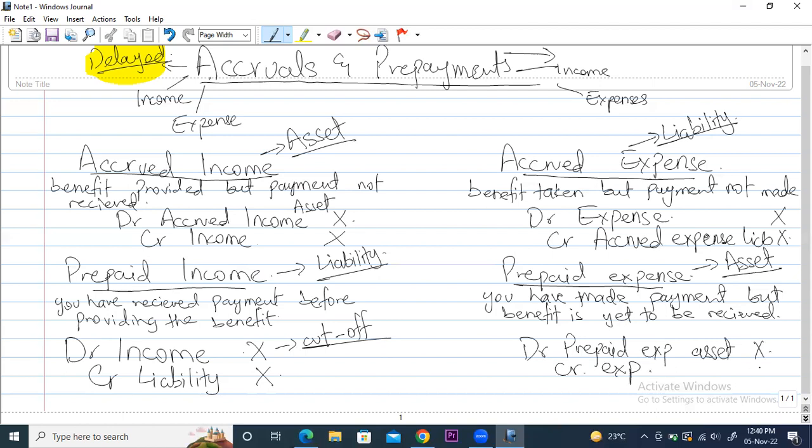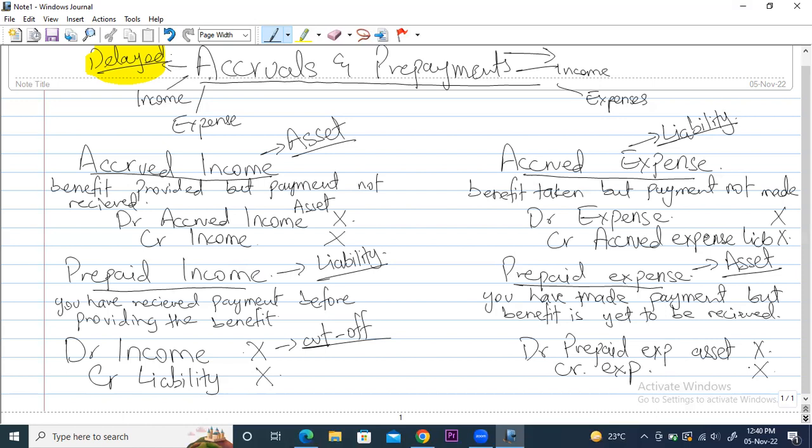Now, why am I crediting expense? Because always remember, the accrual concept focuses on recording only the things that happened in the current period. So in this, I've made the payment, but let's say the benefit I've not taken yet. So it will actually be recorded as an expense when I take the benefit.